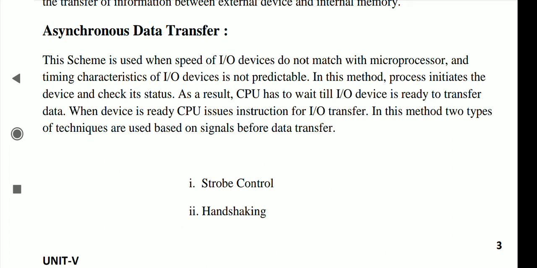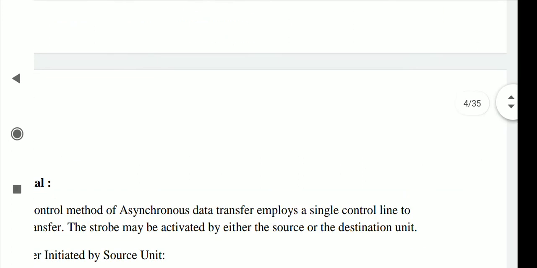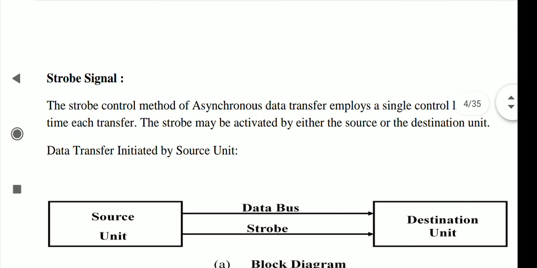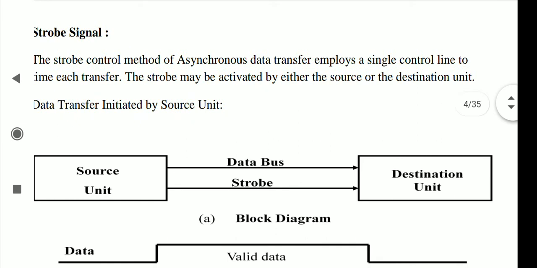In this method, two types of techniques are used based on the signal before data transfer. The first one is strobe control and the second is handshaking. The strobe control method of asynchronous data transfer employs a single control line to time each transfer. The strobe may be activated by either the source or the destination unit.